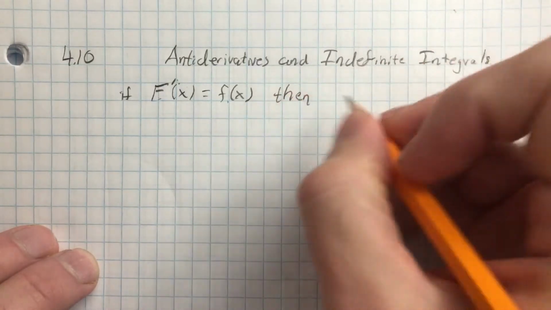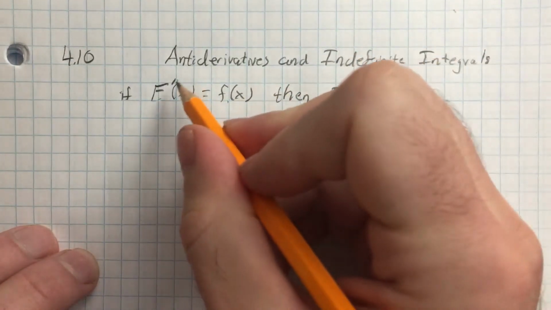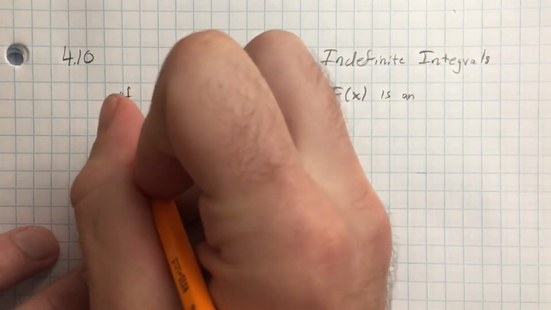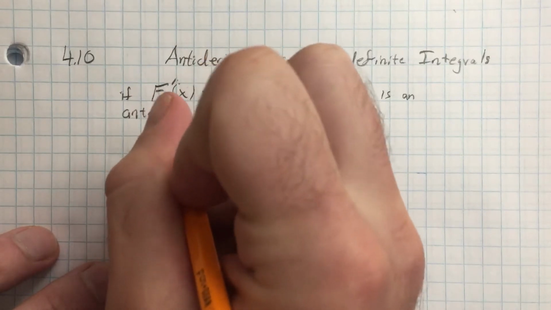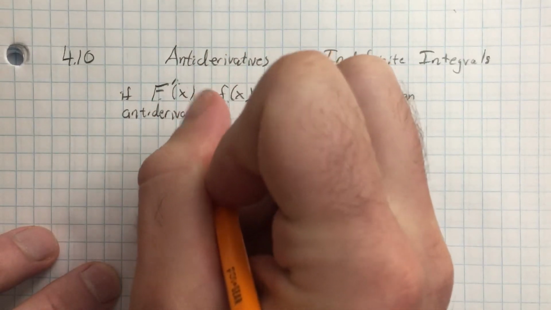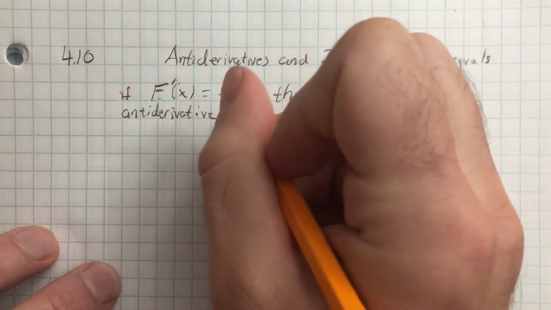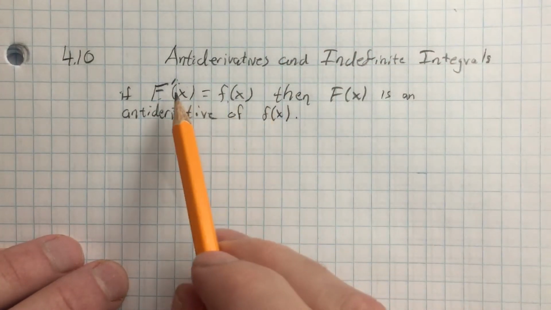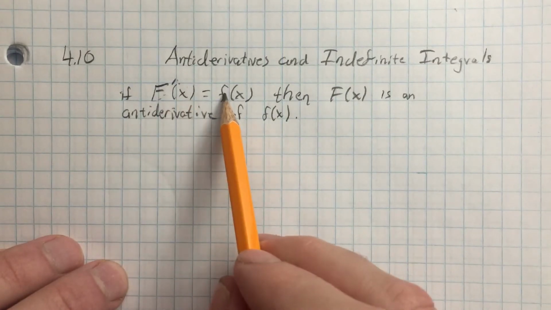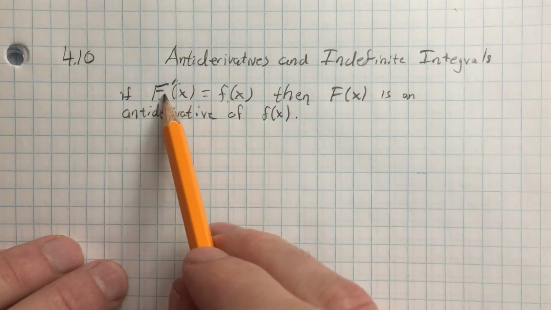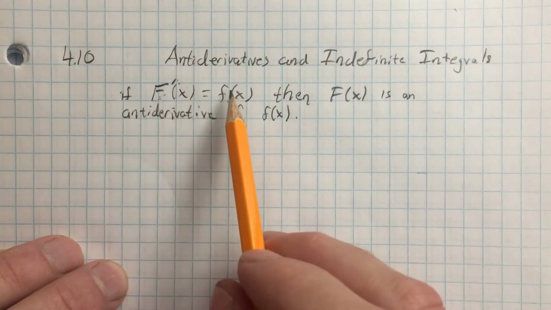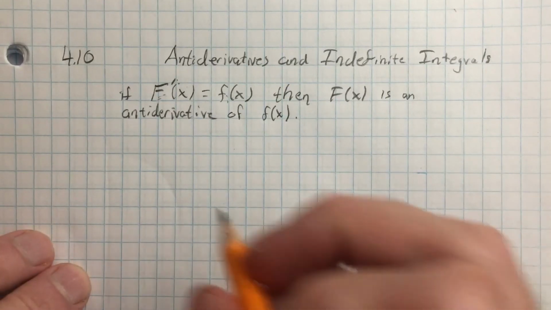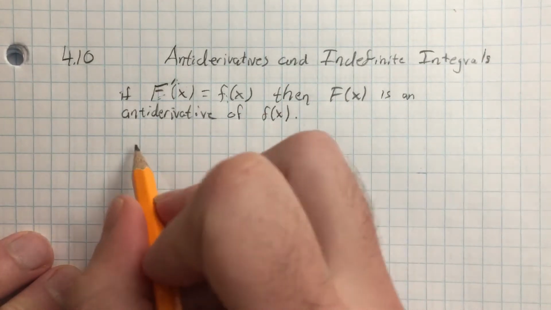then capital F without the derivative is an antiderivative of little f. Okay? So the relationship is, if I take the derivative of one and I get the other, then that means the first one is an antiderivative of the latter. Okay? And there's a special notation to denote this, and that's where the idea of indefinite integral comes in.